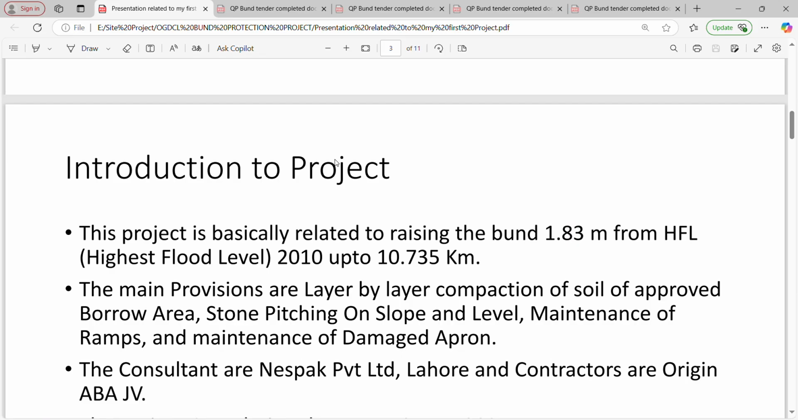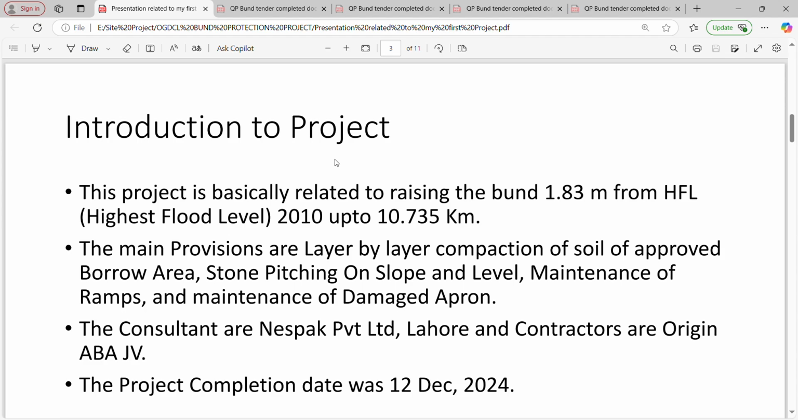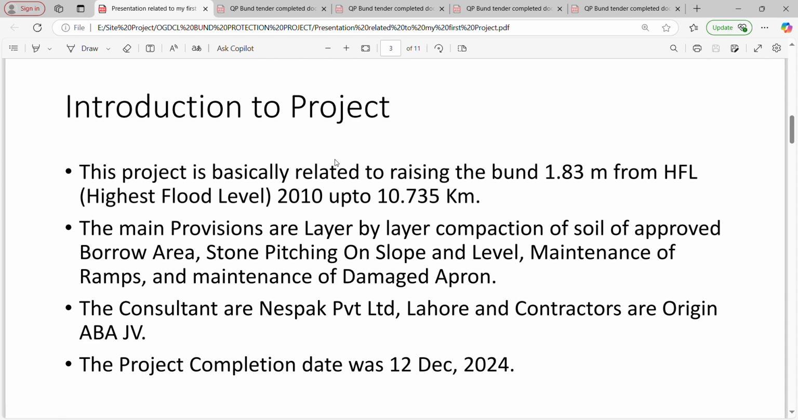of 2010. There are around three provisions according to the tender document: raising, application of stone pitching on the riverside, and maintenance of the damaged stone apron. The client is NESPAC, the consultant and contractor are the Origin ABA joint venture. The date of completion of the project is around 12 December 2024.